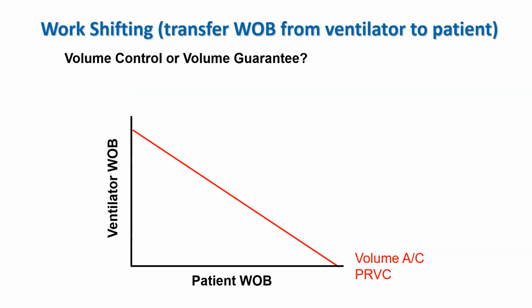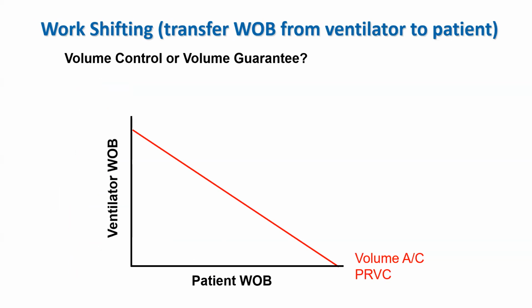In volume control or volume guarantee modes or pressure control with adaptive targeting, if the patient makes no effort, then the ventilator does all of the work of inspiration. But as the patient makes more and more of an effort, as PMUS goes higher and higher, then the work that the ventilator does goes down. Because in volume control, the total amount of work is fixed. So if the patient does more, the ventilator has to do less, as we saw earlier in the equation of motion. So that's an example of work shifting.